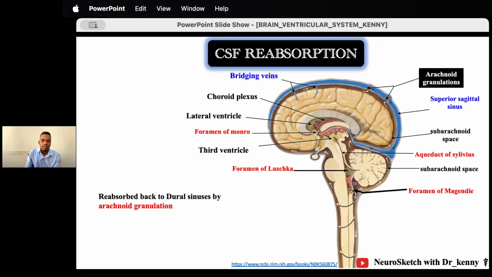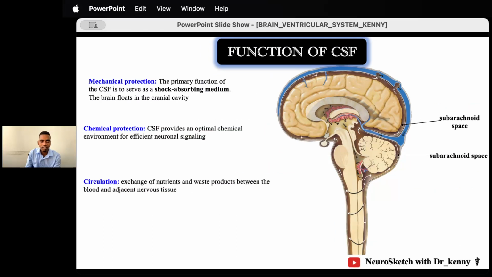Is this cerebrospinal fluid important? Yes, let's figure out the function of the cerebrospinal fluid. So the cerebrospinal fluid has got the mechanical function, chemical function, and the circulatory function. Number one, the mechanical function of the cerebrospinal fluid is the shock absorbing ability. So the cerebrospinal fluid is acting as the shock absorber of the brain. Whenever the brain is subjected to mechanical shock, then the cerebrospinal fluid will act to absorb that shock.